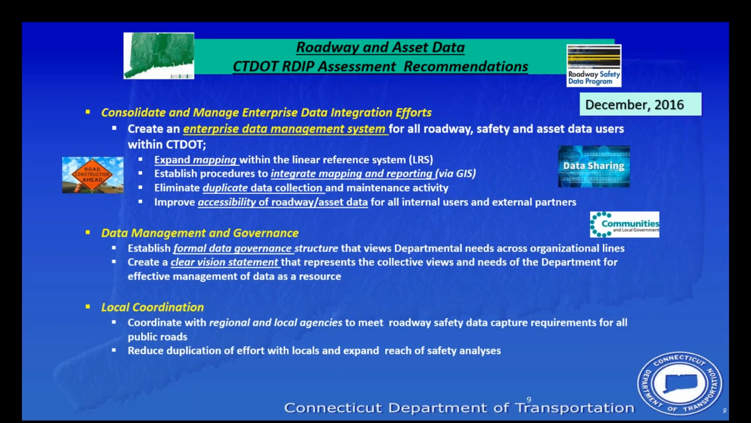made these major recommendations to us to continue our efforts to create an enterprise data management system, create some capabilities to do mapping and establish procedures to integrate mapping and reporting. And you can see that second bullet there, establish formal data governance structure that views departmental needs across organizational lines and create a clear vision statement that represents the collective views of the department.